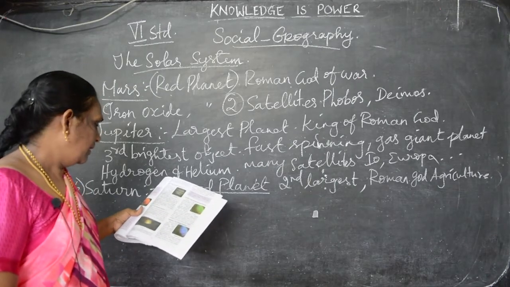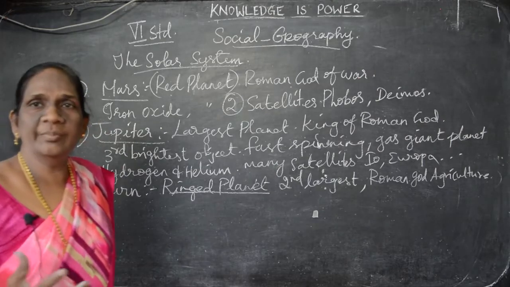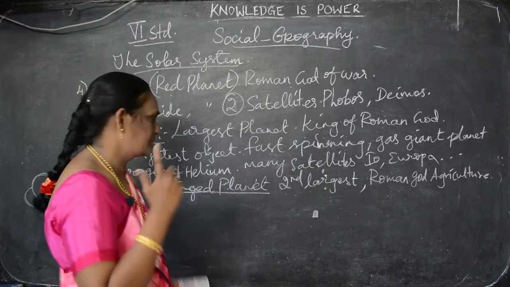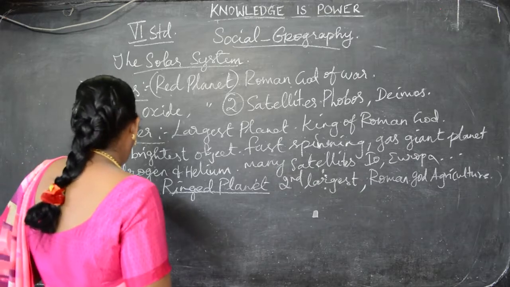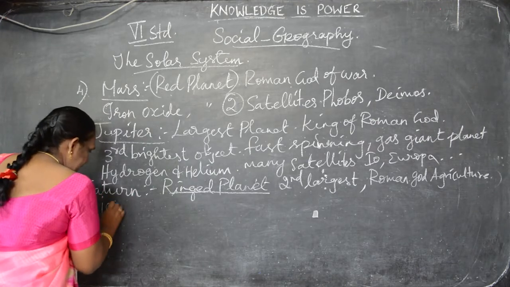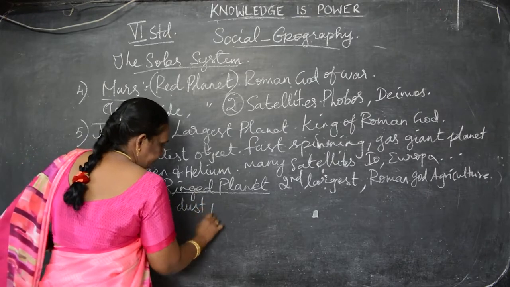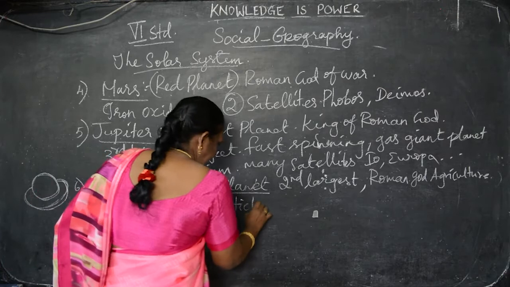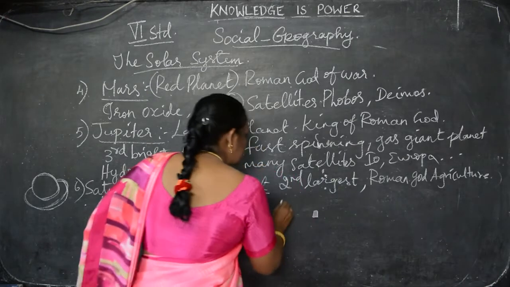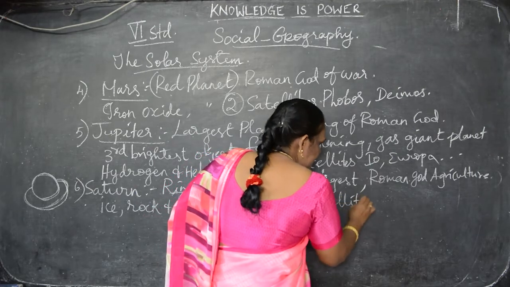Then it has a huge ring around this planet. This Jupiter, that is, the Saturn planet, sorry. Saturn planet has the ring. Understand? It is round and it is made up of ice, rocks and dust particles. In Saturn we can see ice, rock and dust particles. And it has 62 natural satellites. How many satellites are there? 62 satellites are there in this Saturn.